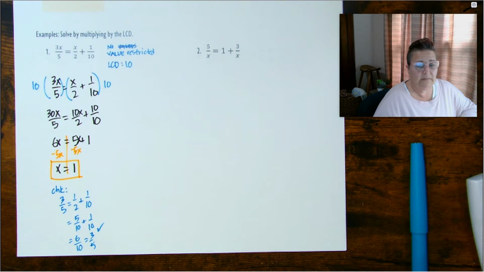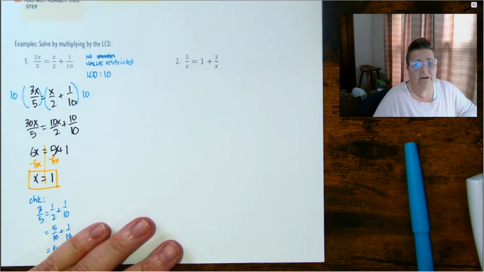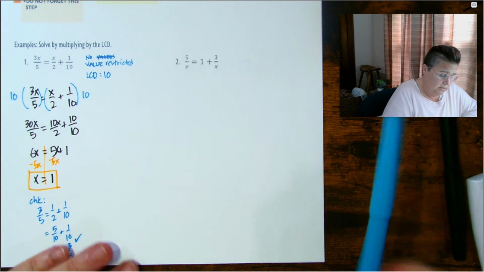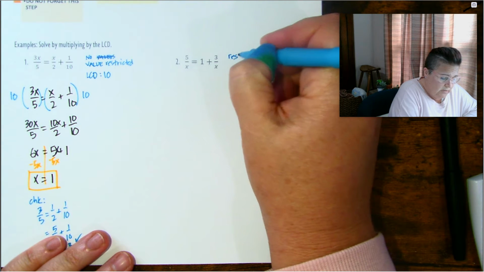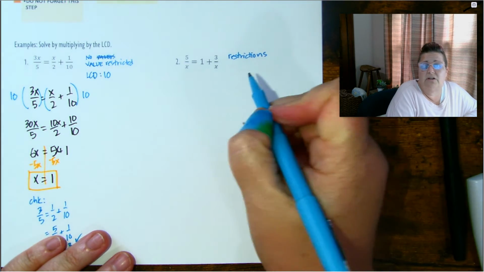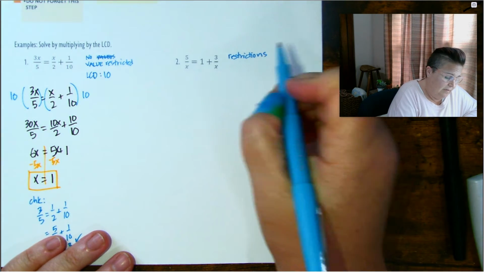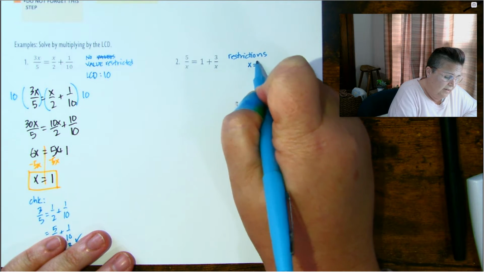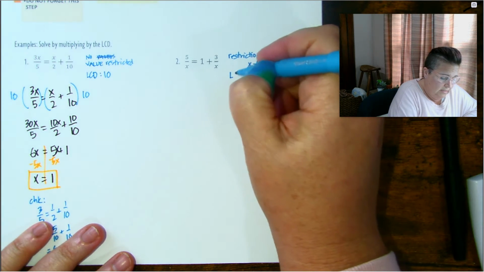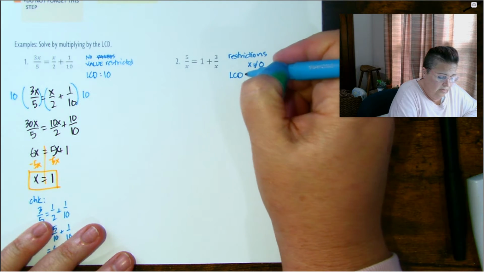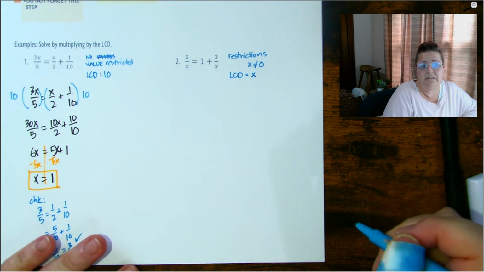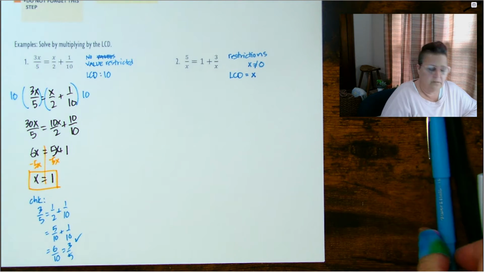All right, let's try number 2. Are there any restricted values? Yeah, there are some restrictions. Our restrictions are that the denominator cannot be 0. So our restriction here is that x cannot be 0. That's it. Our least common denominator, the only thing in our denominator is x. So our least common denominator is x.